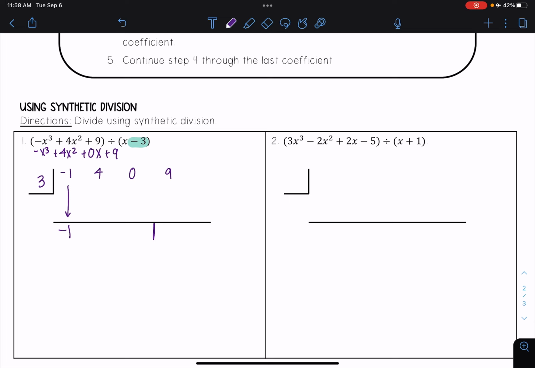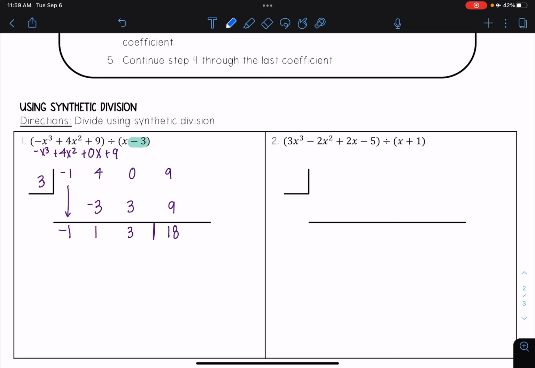And then to see what I write below my 4, I'm going to multiply 3 times negative 1 to get negative 3. And then I'm going to add these two numbers. So 4 plus negative 3, I get 1. And then I'm going to repeat that process. So 3 times 1, I get 3. 0 plus 3, I get 3. 3 times 3, I get 9. And then 9 plus 9, I get 18.